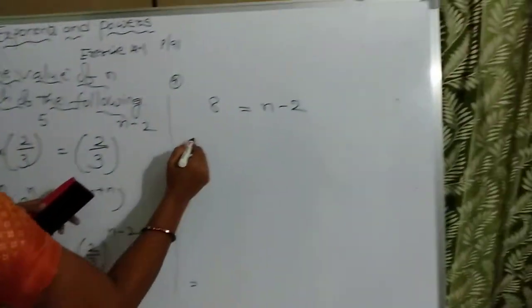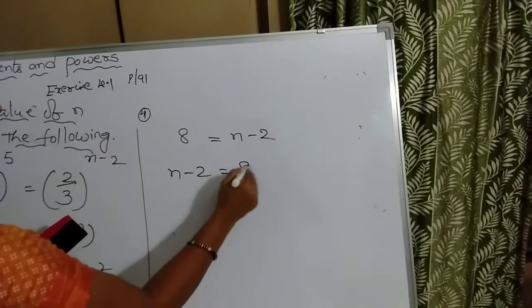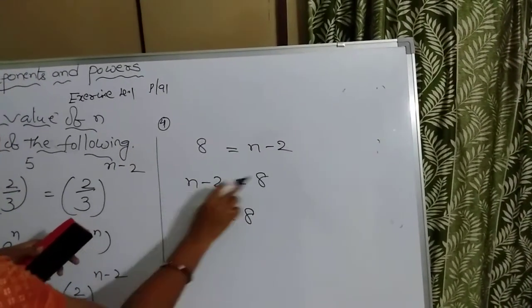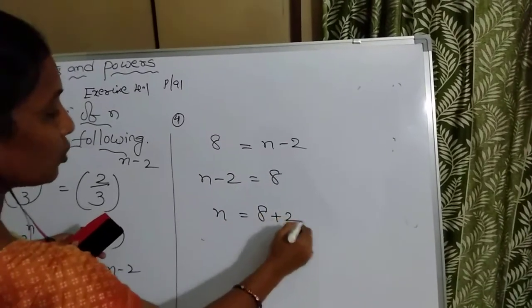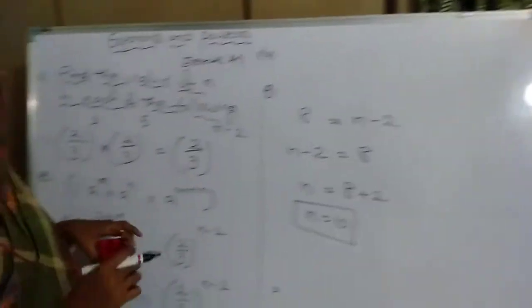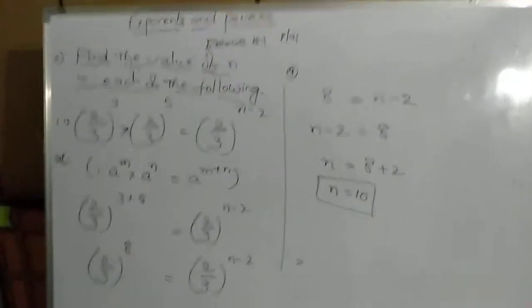By solving this equation, n minus 2 becomes 8, and n is equal to 8 plus 2, since 2 can be transposed from LHS to RHS and becomes plus 2. Then n is equal to 10. 8 plus 2 is equal to 10. So this is the answer. So the value of n is equal to 10.